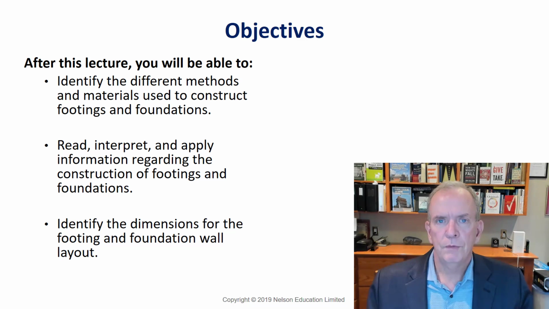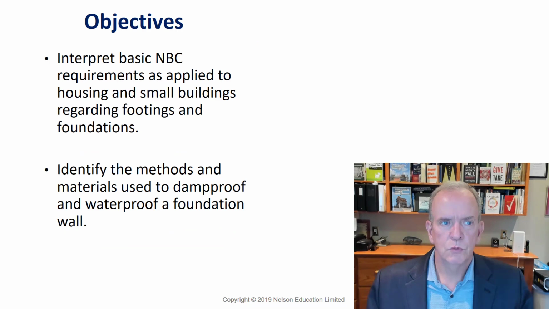And from that, you'd be able to look at dimensional requirements for foundation walls, thicknesses, some fundamental building code requirements as well, such as building on undisturbed soil. We're going to be using the National Building Code requirements, and that's in your CMHC book. It's also in the Understanding Construction Drawings book.